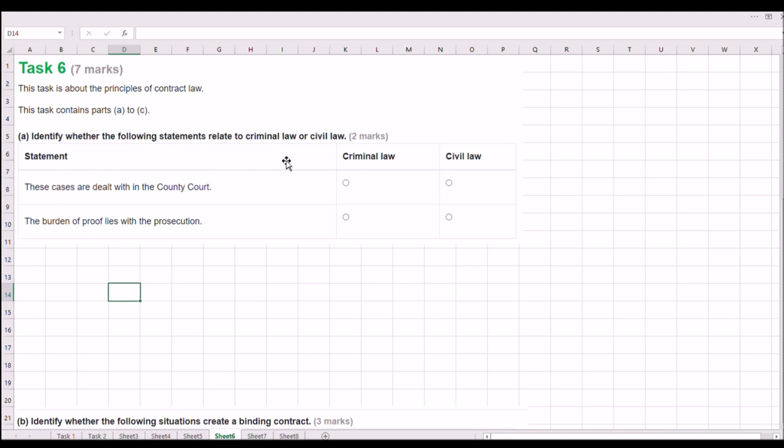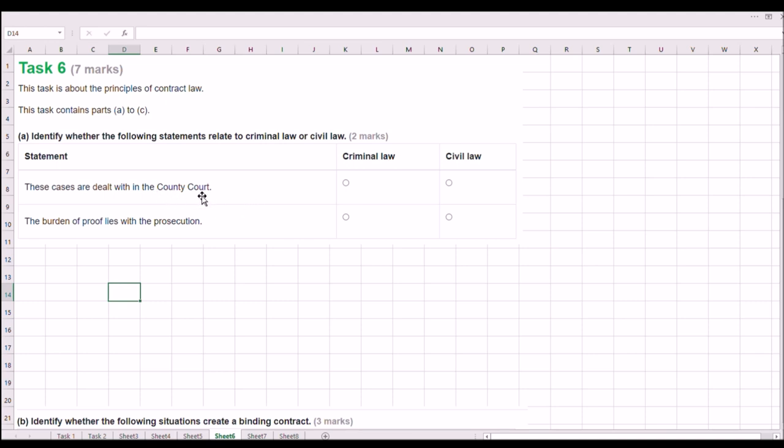So identify whether the following statements are true relating to criminal or civil law. So criminal law deals with the state against individuals with the purposes of punishment. Civil law is between individuals with the purposes of restitution, not punishment. Punishment is an American approach when it comes to civil law, that they have things like punitive damages to punish the wrongdoer. We do not have punitive damages within the English legal system about civil law. English civil law is about returning people to the same point or to deliver fairness. Criminal law is about breaching laws against society, essentially, and about punishment. So, cases are dealt with in the county court.